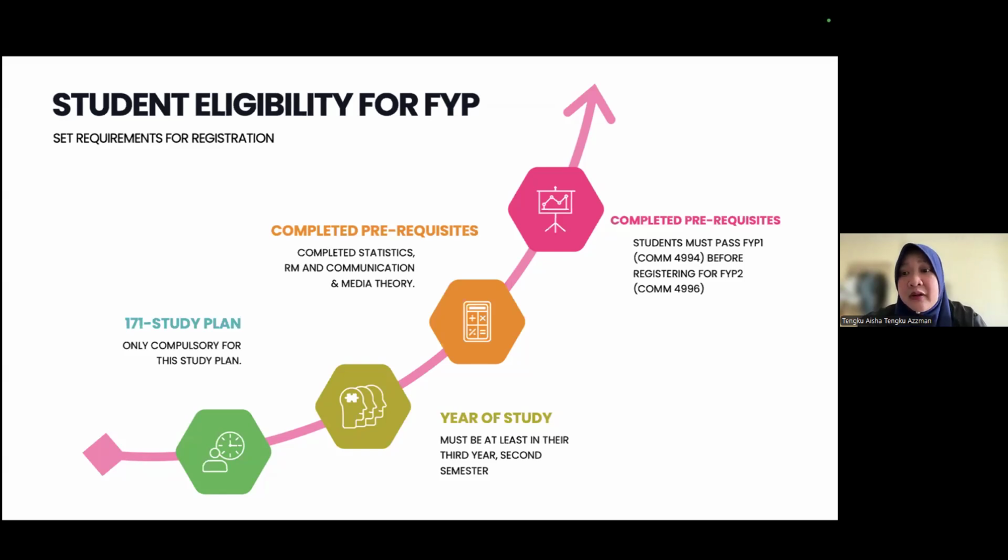Of course, there are also prerequisites between the courses. Sometimes students fail COM 4994, so they cannot proceed to 4996, which means they have to repeat 4994. So it's very important for the supervisor and the student to set an immediate goal and follow the timeline given so that it doesn't affect their graduation on time and things like that.